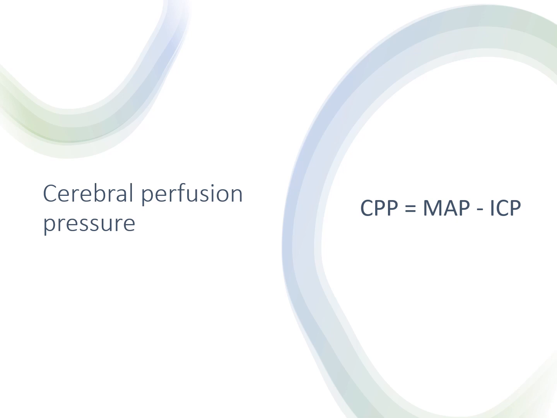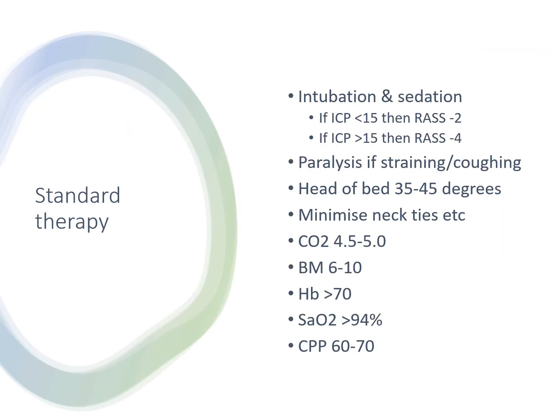Because if we imagine that your ICP is 20, the magic number for cerebral perfusion pressure is 60. So to achieve this, we're going to need a MAP of 80, which is why, as a general rule, our target would be 80 for a patient with a traumatic brain injury. The standard therapy that everyone gets with a brain injury is they get intubated and sedated.